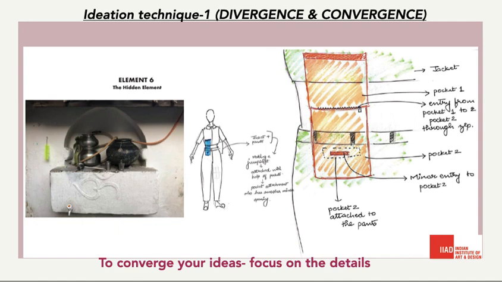So you converge your ideas on one element and you start detailing this out. This is what convergence means. So when you diverge into many ways of looking at the same thing, out of those you select one and then you start converging and detailing them out.